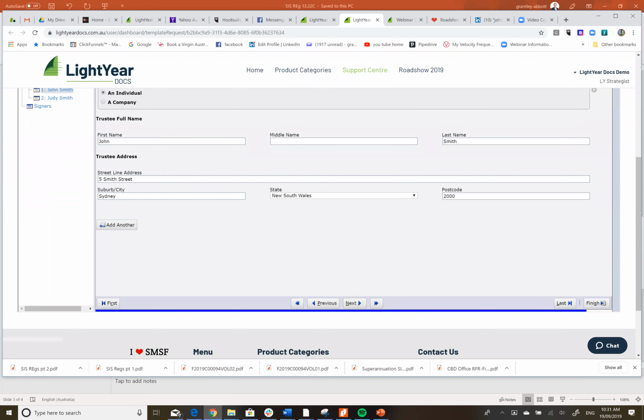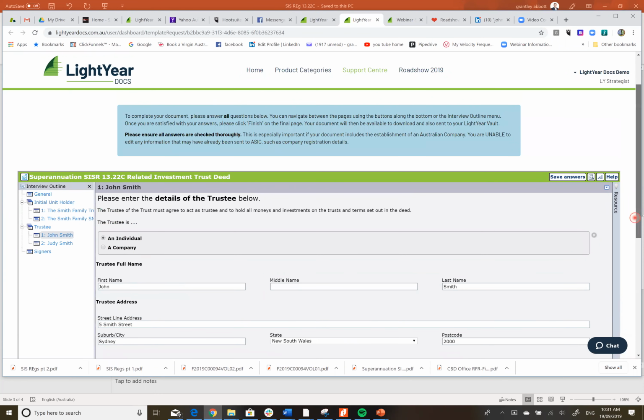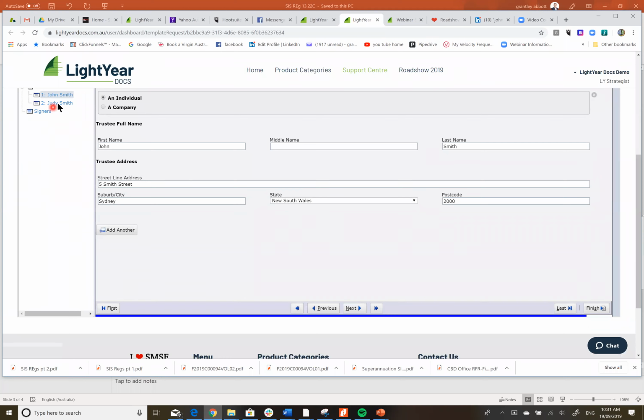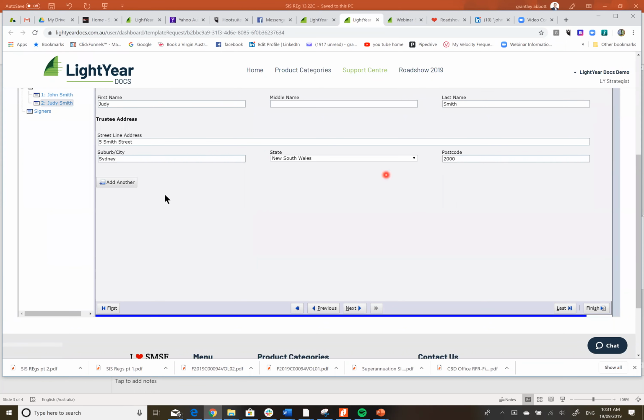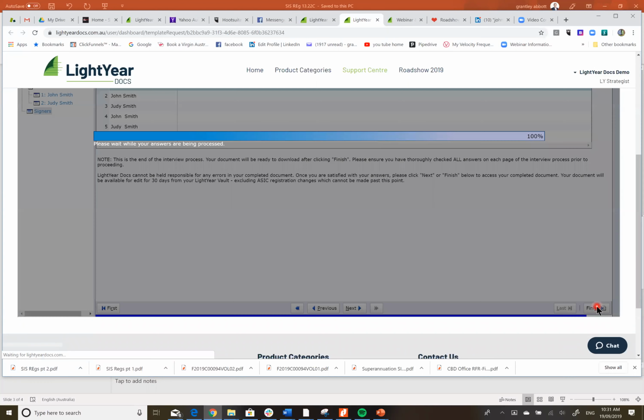So the next line that I have to go down to is the trustee of the unit trust. What I've done is I've just simply done individuals here. So please add the details of the trustee for the related trust. Individual, John Smith here. And then you can see there I've got Judy Smith as the next one. And she's the trustee. And remember, this is just a relaunch. I then go to the next and we get to the signers there. So they're all the parties that are signing. And we just simply finish. And that will then take us to the document itself.